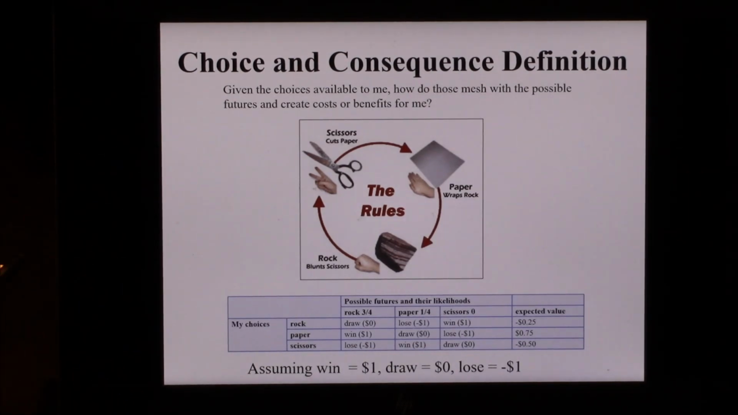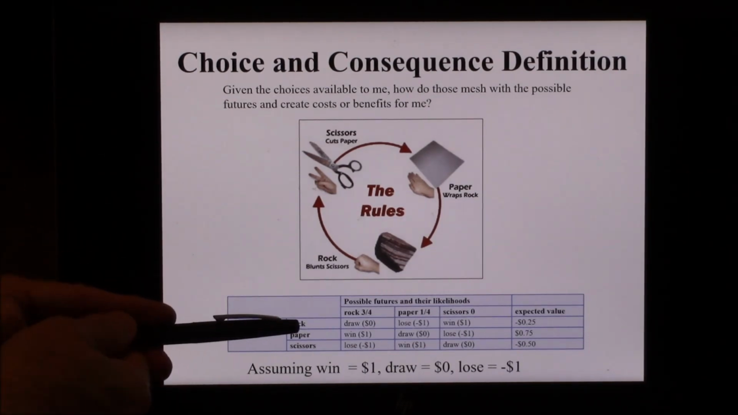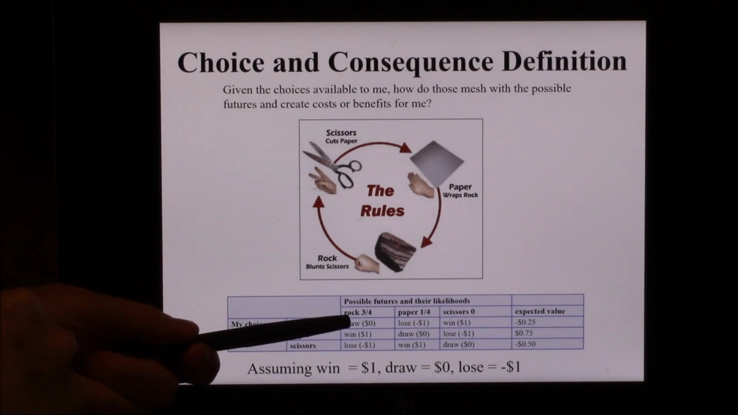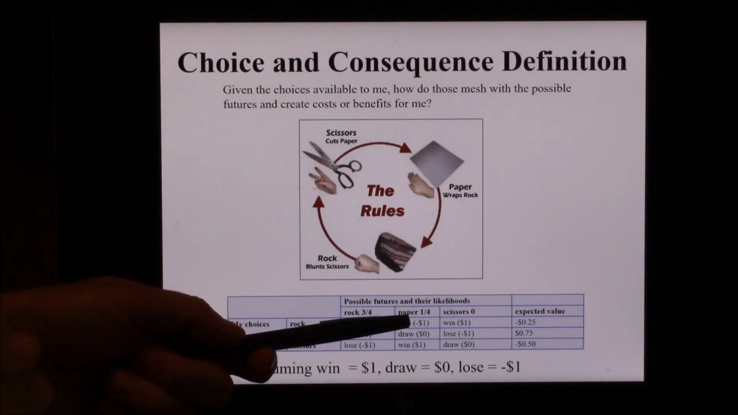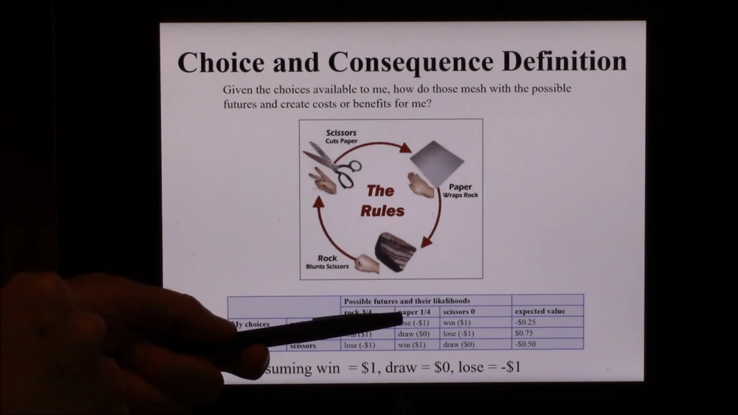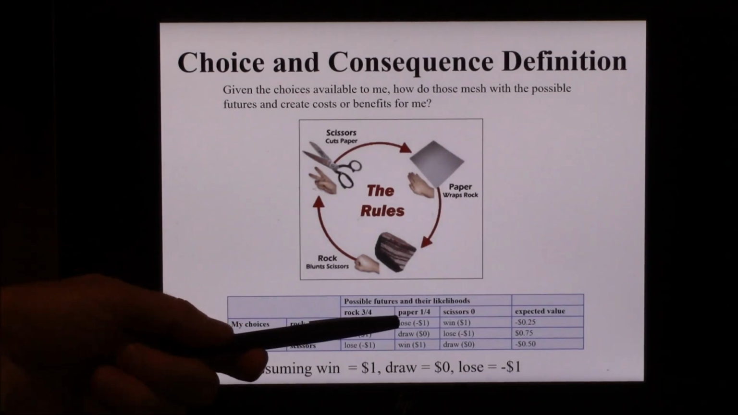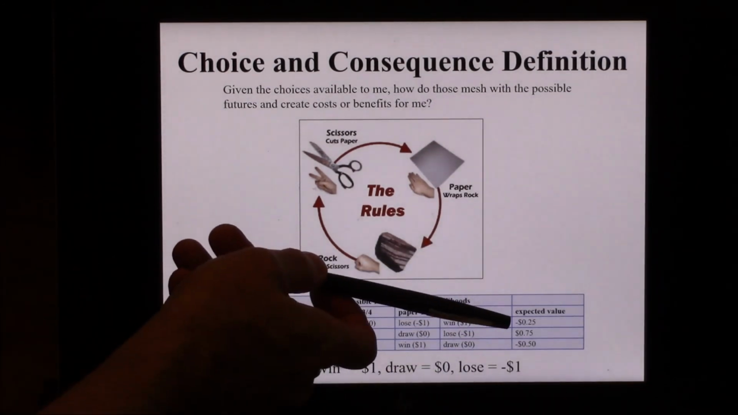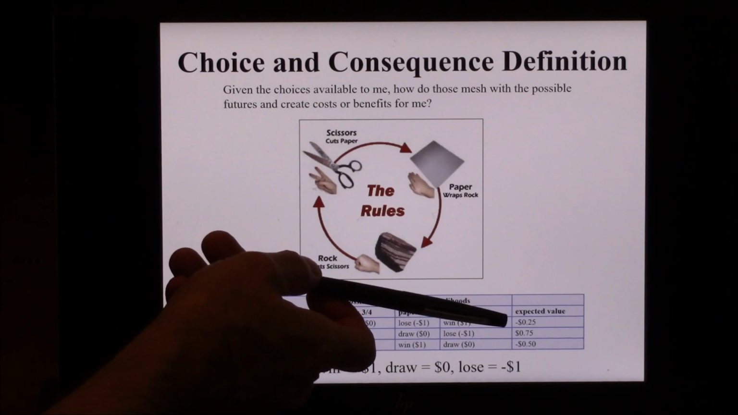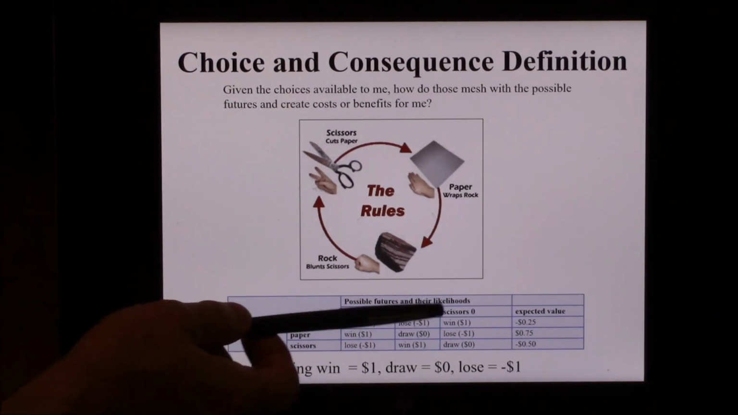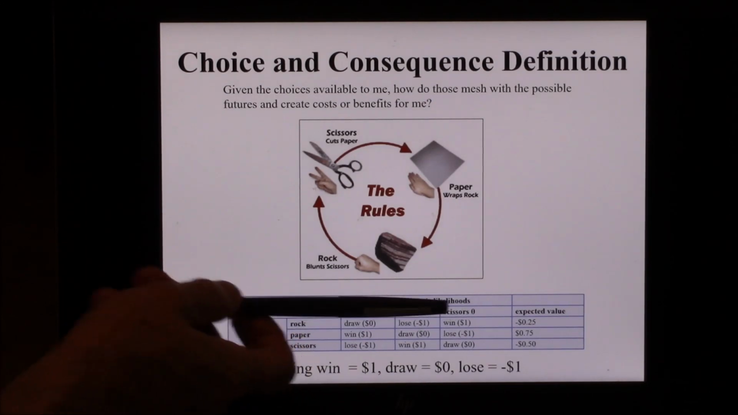So let's just look across the rock column. If I pick rock, and then I figure there's a 3/4 chance my opponent's going to pick rock, which is going to be a 0. There's a 1/4 chance they might pick paper. I could lose $1, 1/4 of the time, which on average is $0.25. But they're not going to pick scissors. So this is a bad choice for me. Rock is a bad choice. On average, I'm going to lose a quarter. At best, I would win $1, but I don't really think that's ever going to happen because I got a zero there. So that's what you're doing.